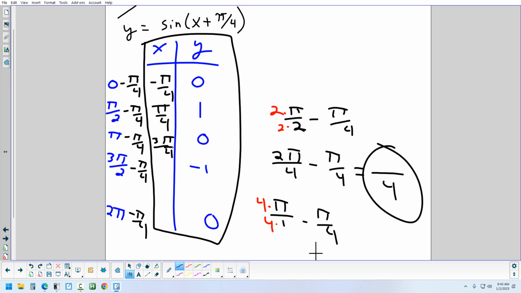What do you think the next one is? 5 pi over 4. And the last one would be? Right, 7 pi over 4. And then it would be a 9, an 11, a 13, a 15, 17. Those are the numbers in the numerator. Okay. So that's the table.